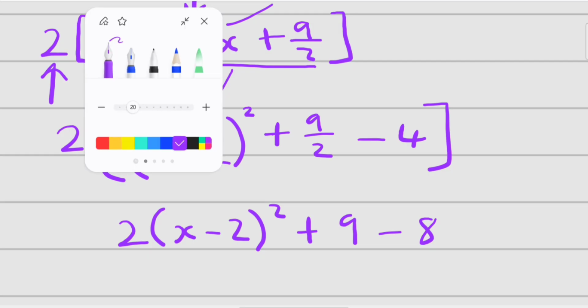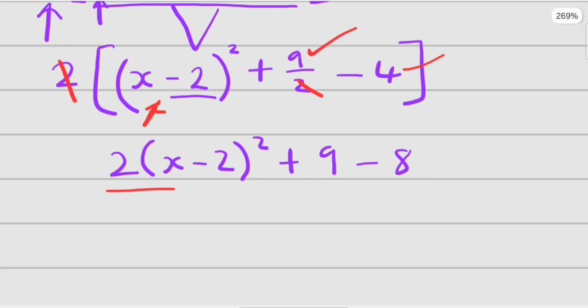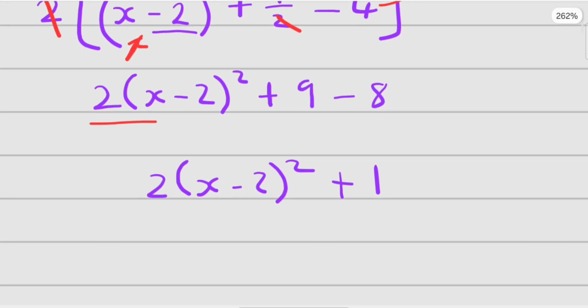Because we're saying 2 multiplying this, we get this, and these 2 multiplying this just crosses out with that, we get 9, and 2 multiplying this, we get 8, and this will give us 2x minus 2 squared plus 1 is our answer.